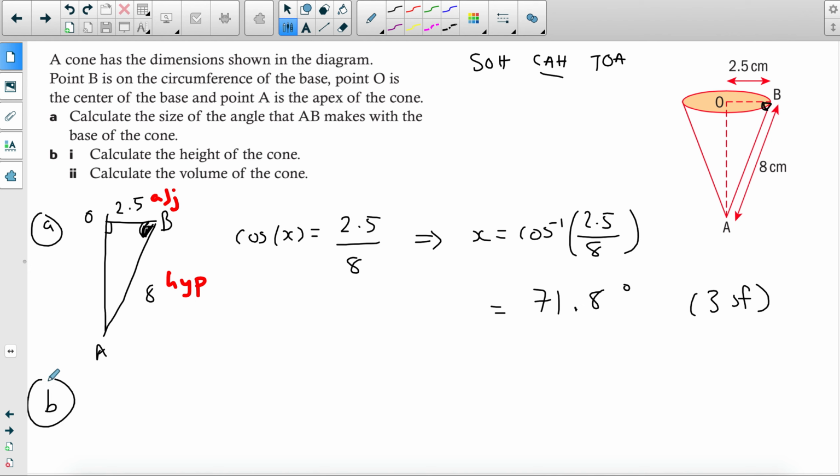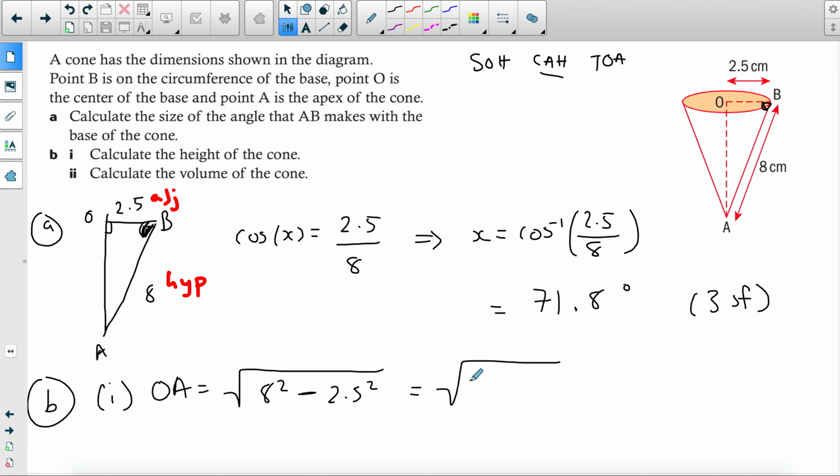So fairly easy, straightforward. For part B, section I, we need the height of the cone, so we need OA. And again, we can use this right angle triangle. Since it's a right angle triangle and we have two of the lengths, we can just use Pythagoras. That is 8 squared minus, because 8 is our hypotenuse, 2.5 squared. This is 57.75, and you can leave it there if you don't want to round your answers too soon. Otherwise, this is 7.60 centimeters, again to three significant figures.